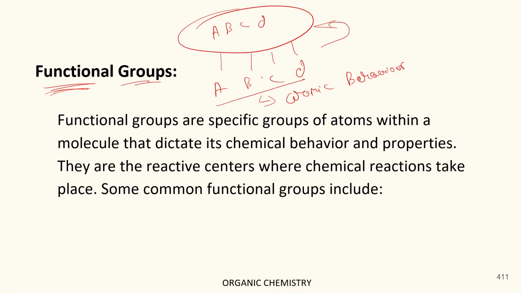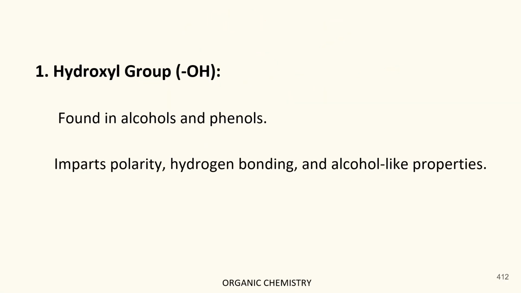Just take an example that if A, B, C, D are highly reactive, the molecule will be highly reactive. But if A, B, C, D are moderately reactive, the molecule will be moderately reactive. But if A, B, C, D are less reactive, then the molecule will be less reactive. Got it? So these are the reactive centers where the chemical reaction takes place. Okay. So from the examination point of view, what we need to learn in this chapter is the different names of the functional groups and some facts about them, which I have put in the slides for you.